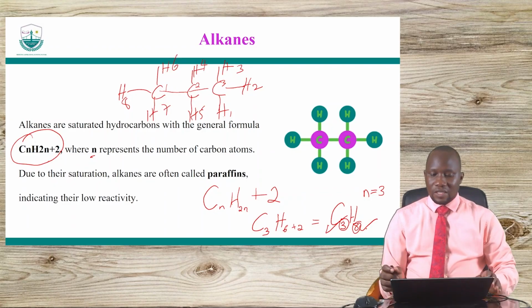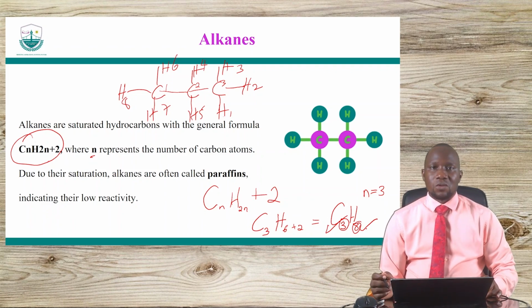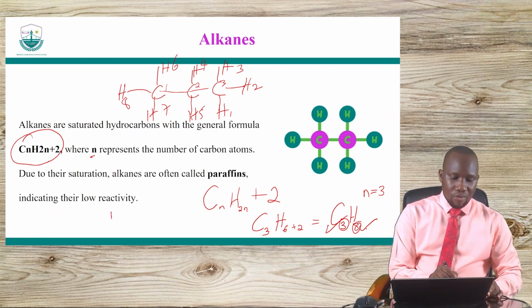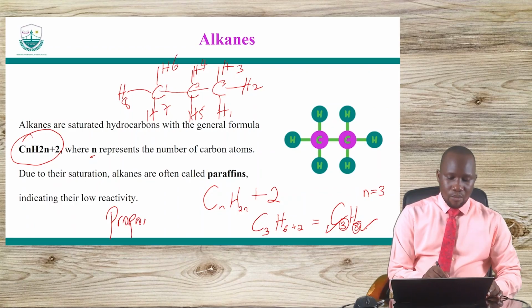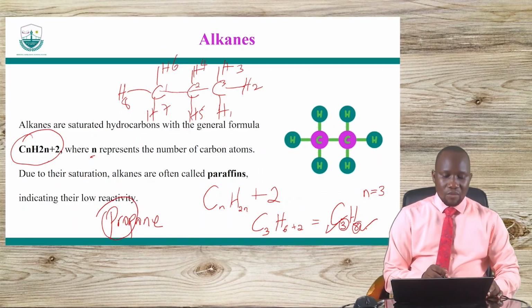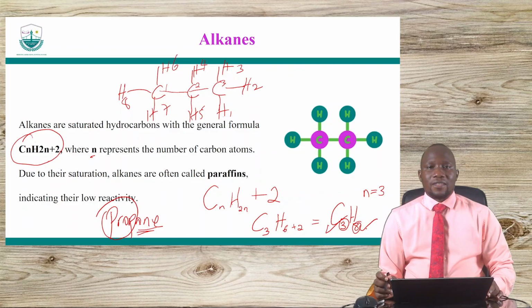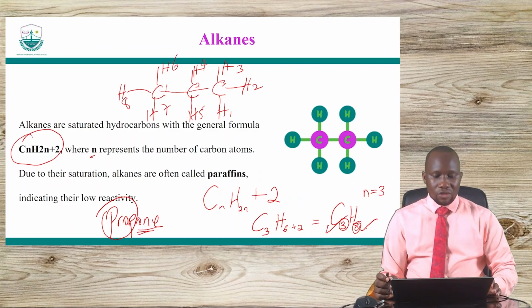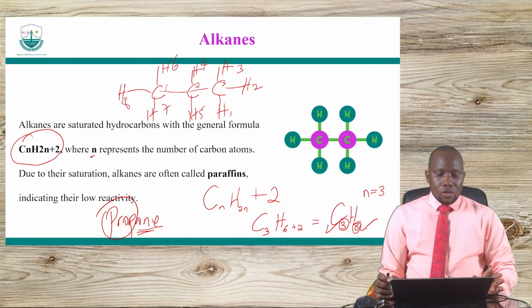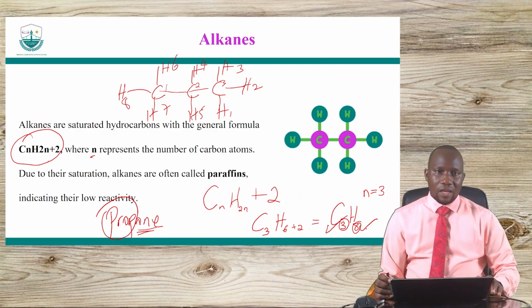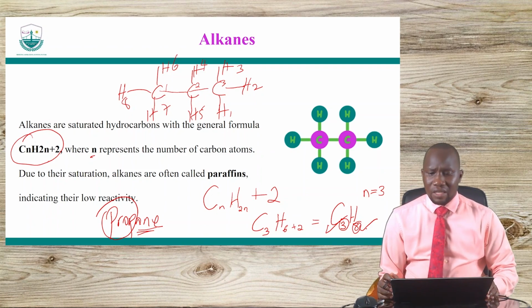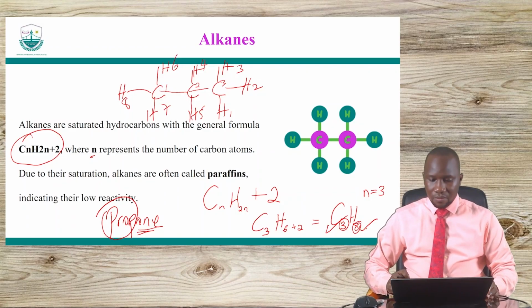Okay, so that compound is actually called propane. 3 carbon atoms, propane, and then this suffix there comes in. Okay, we shall look at that. So sometimes they are called the paraffins because of the saturation, indicating their low reactivity. So they are not really very reactive compounds.